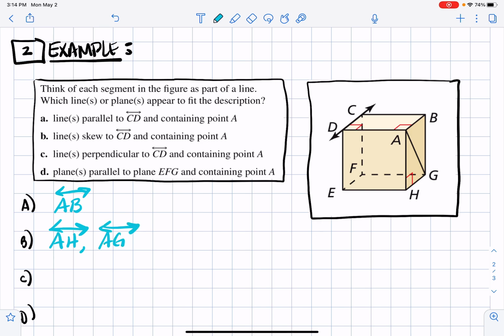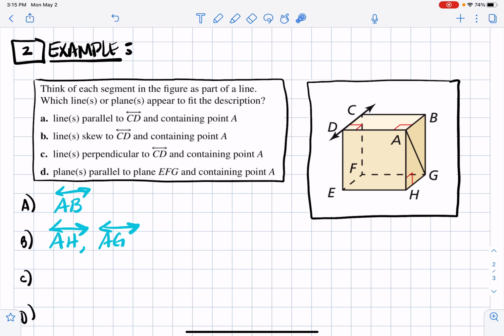Okay, and again, looking at the picture, here is the original line that we're trying to go skew from, and we have to go through point A. So we can either go straight up, or we can go kind of skewed this way, but both of those are skew lines. Okay, C, it says lines perpendicular to CD and containing point A. Okay, so again, here is line CD, and we're containing the point A, and it has to be perpendicular.